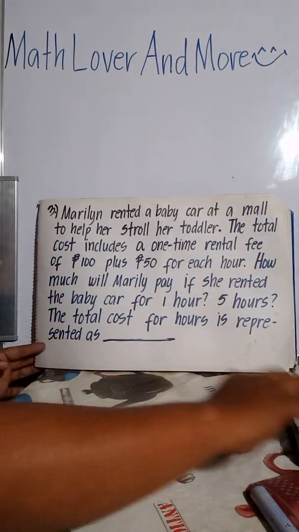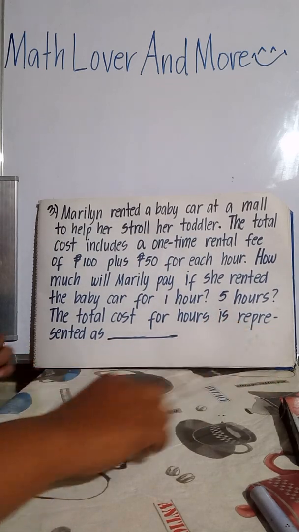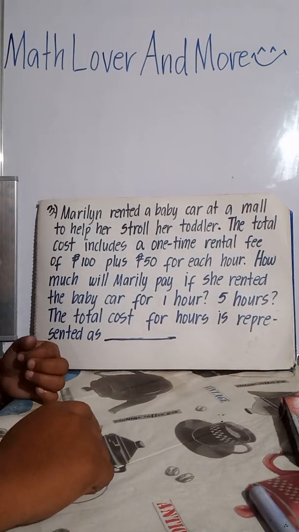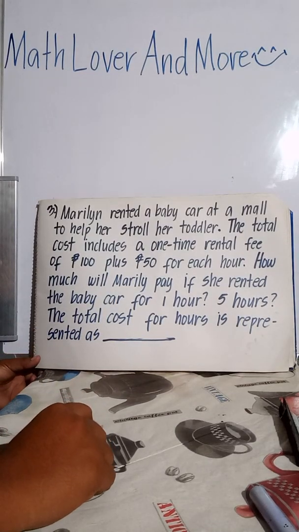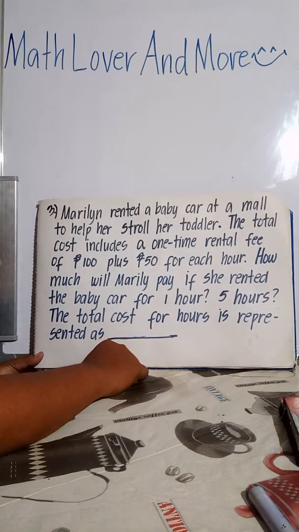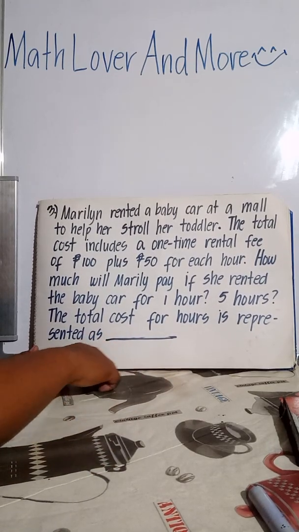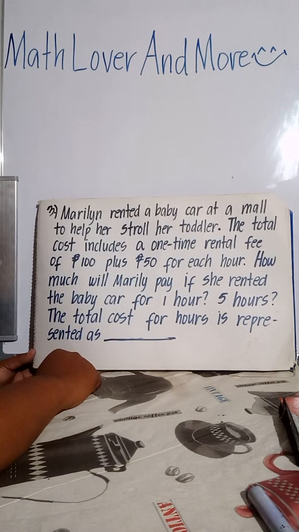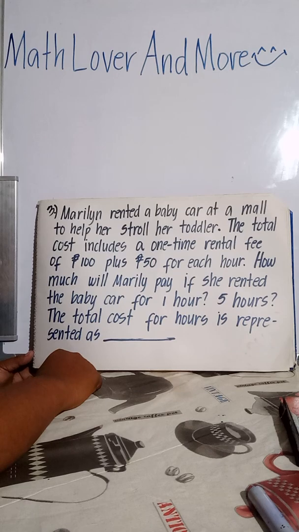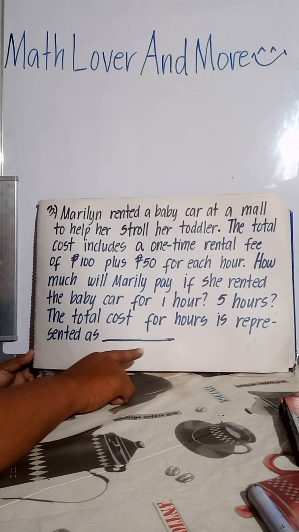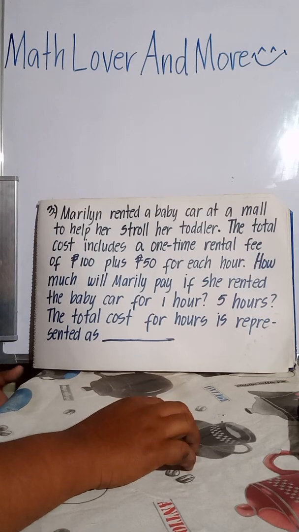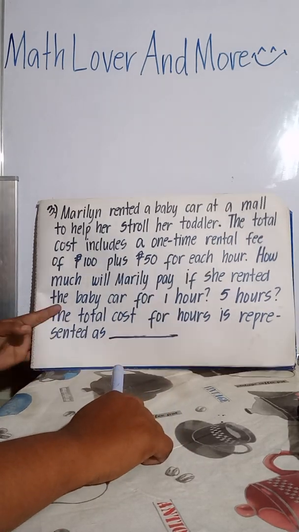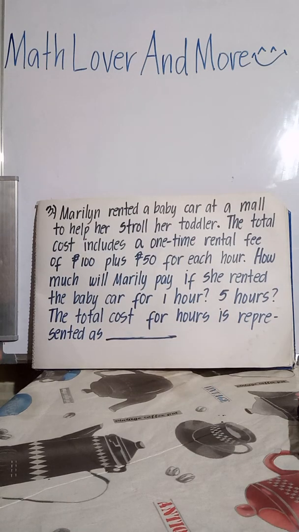Okay, number 3. Marilyn rented a baby car at a mall to help her stroll her toddler. The total cost includes a one-time rental fee of 100 pesos plus 50 pesos for each hour. How much will Marilyn pay if she rented the baby car for 1 hour? How about for 5 hours? The total cost for h hours is represented as blank. So, we will represent the total cost to be paid by an algebraic expression. So, let us now analyze the given.